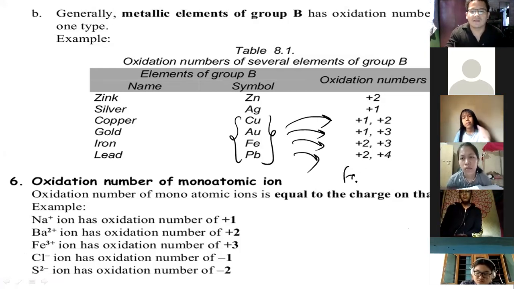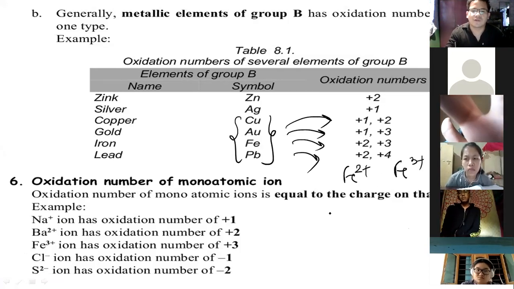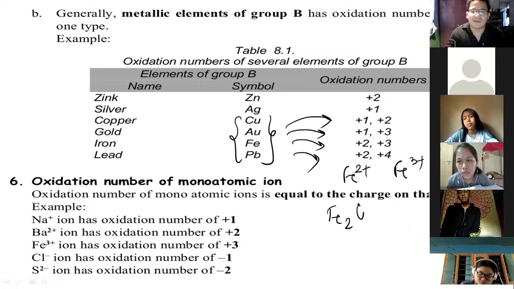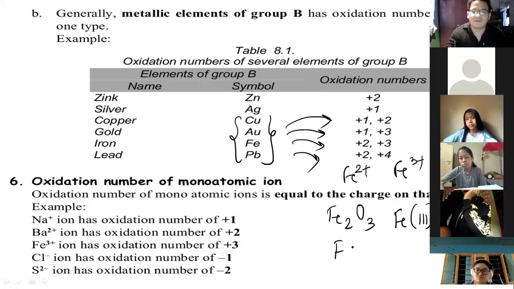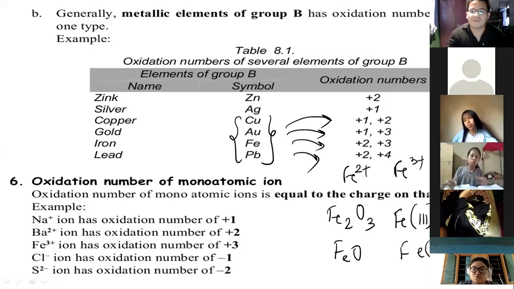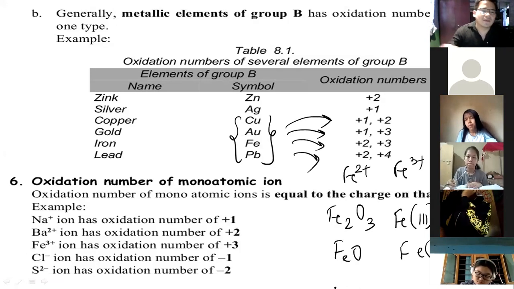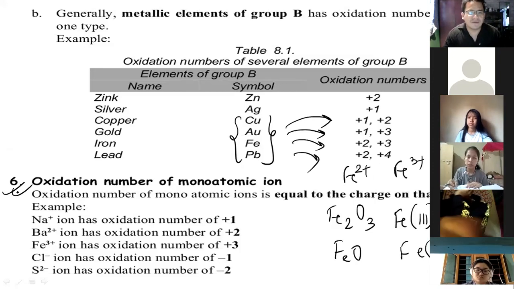Iron's oxidation state +2 is ferrous iron, Fe2+, then ferric iron, Fe3+. In stock notation, ferric oxide is Fe(III) oxide, and ferrous oxide FeO is Fe(II) oxide. Stock notation was discussed in our previous class. Next, point number 6.